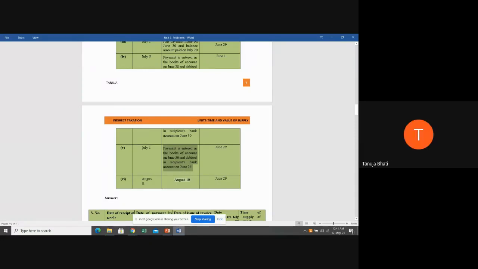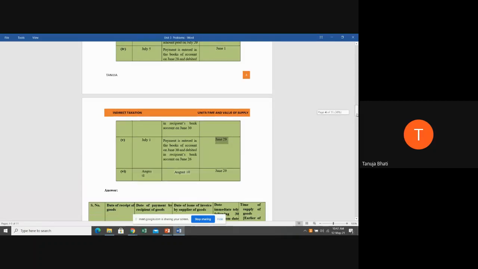So July 1st is the date of receipt of goods, June 26th is the date of payment, and July 30th will be the date immediately following 30 days from the date of issue of invoice. So among these three, what is the earlier date? July 1st, 26th June, or July 30th? Among these three dates, which is the earlier date? June 26th. So June 26 will be the time of supply in respect of case number 5.